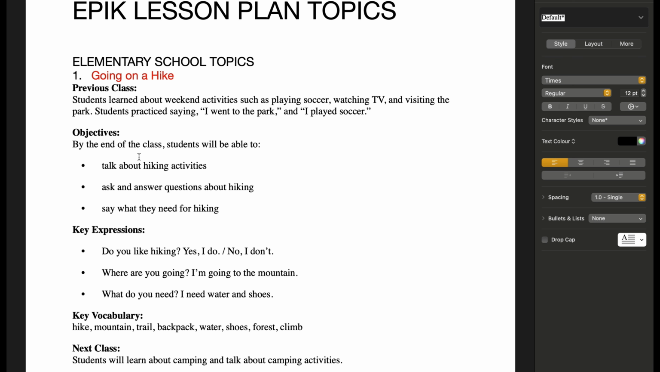Going on a hike. Sorry, I didn't really put everything in properly, the colors and so on. In the previous lesson, students learn about weekend activities such as soccer, watching TV, visiting the park. Students practice: I went to the park and I played soccer. I went to the swimming pool, I swim. By the end of the lesson, students will be able to talk about hiking activities, ask and answer questions about hiking, say what they need for hiking.